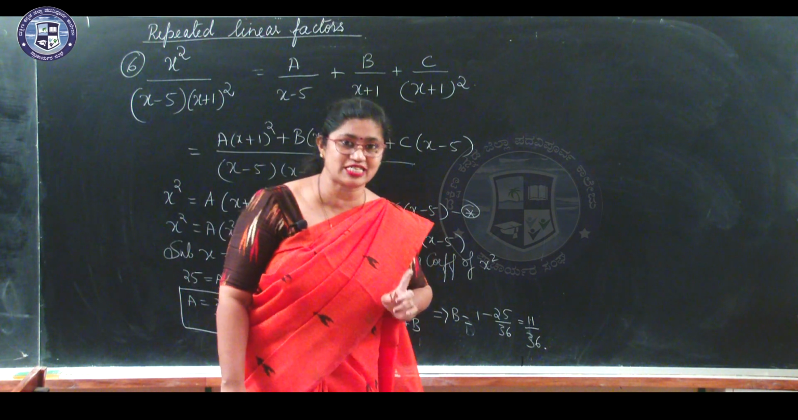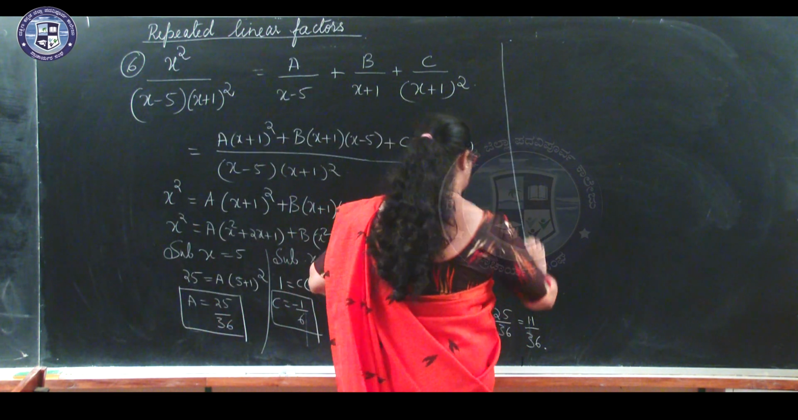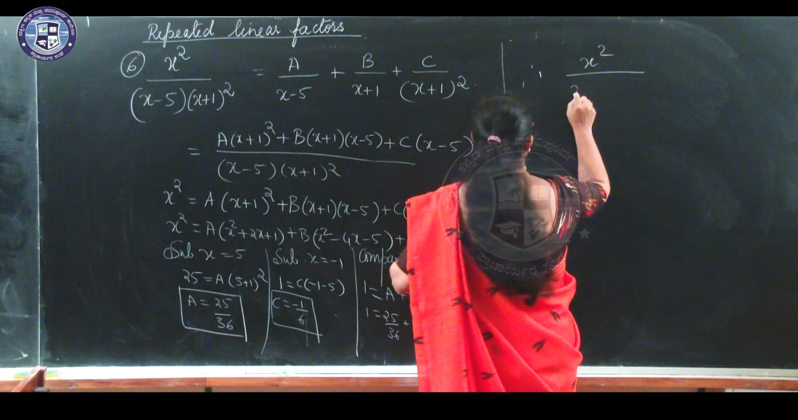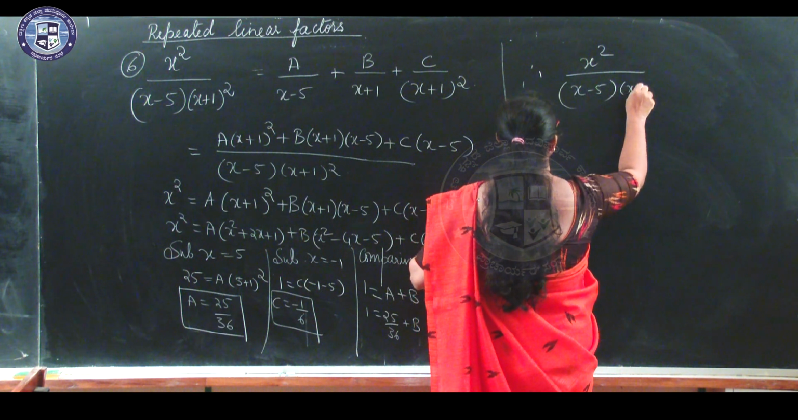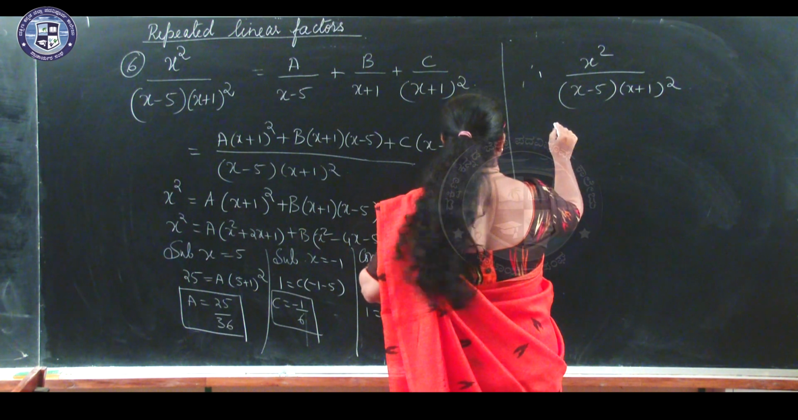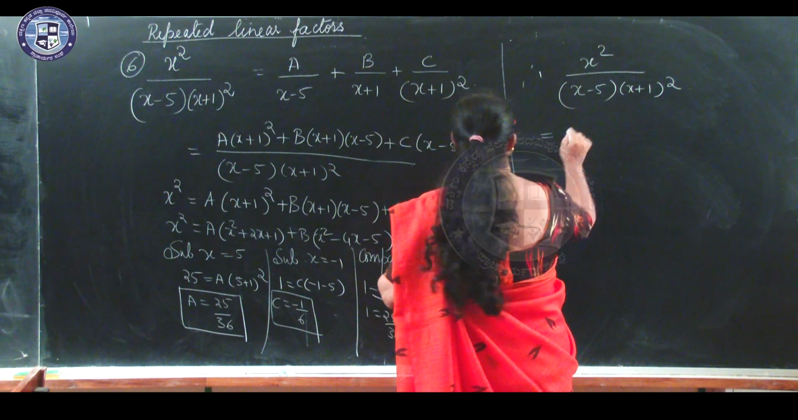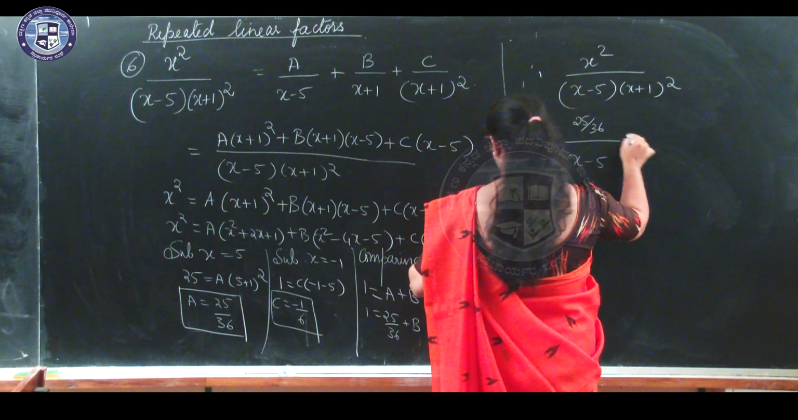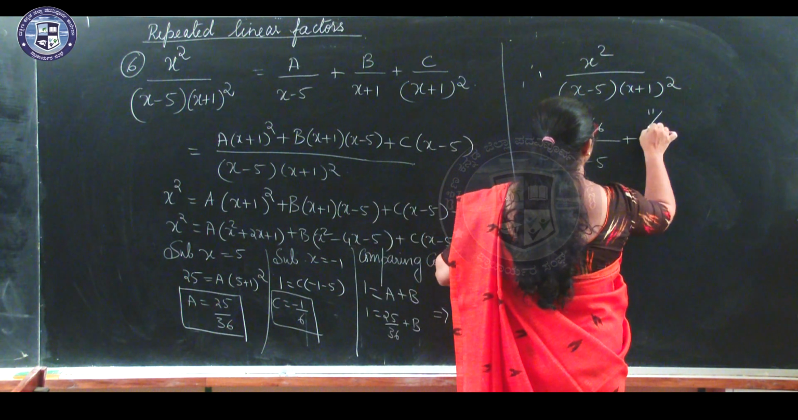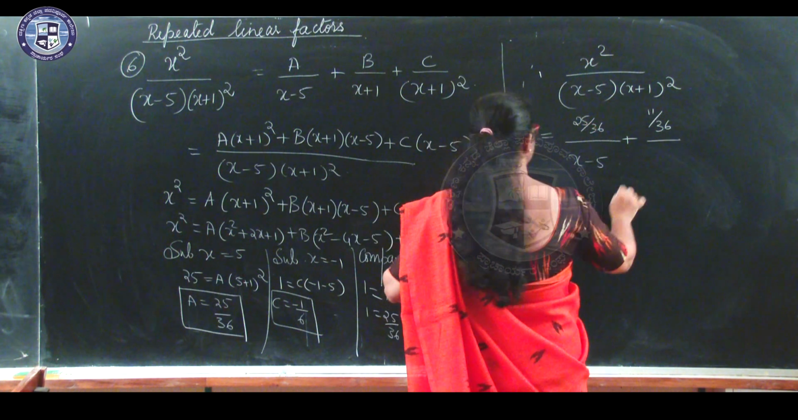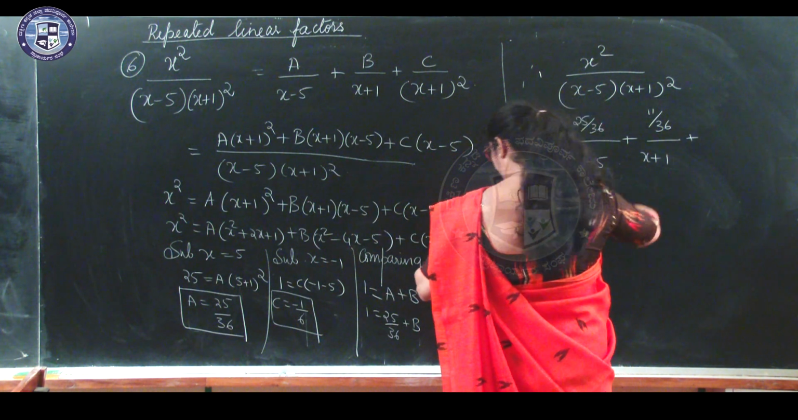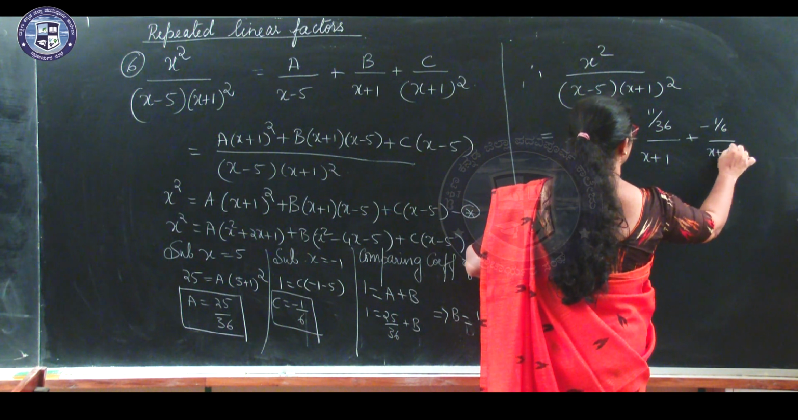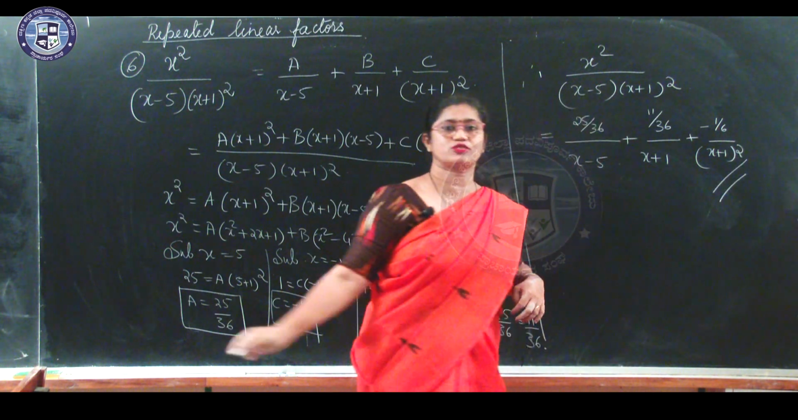The last task, write the final answer. So, therefore, the final answer is x square by (x minus 5)(x plus 1) the whole square is equal to, a is 25 by 36 divided by x minus 5 and b is 11 by 36 divided by x plus 1, and finally c is minus 1 by 6 divided by (x plus 1) the whole square, and that is the final answer.